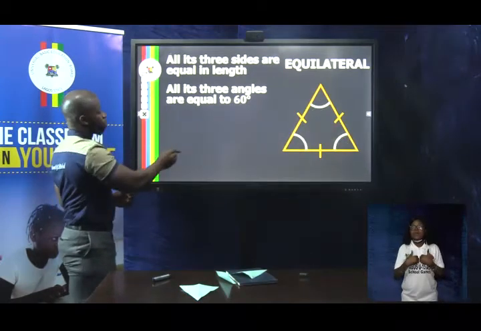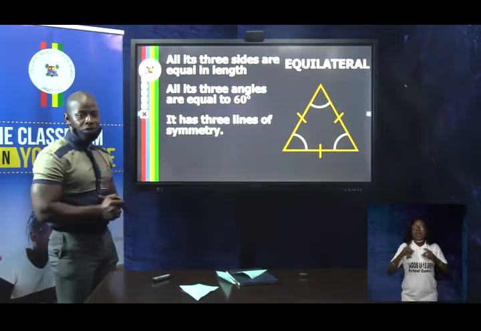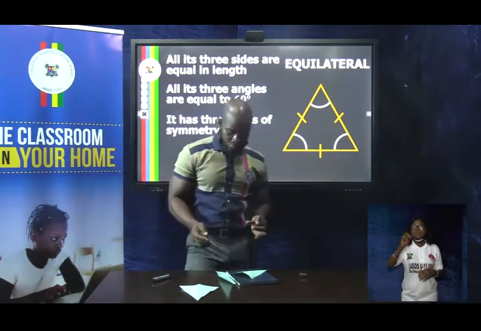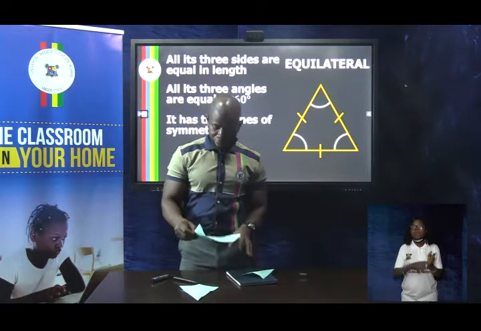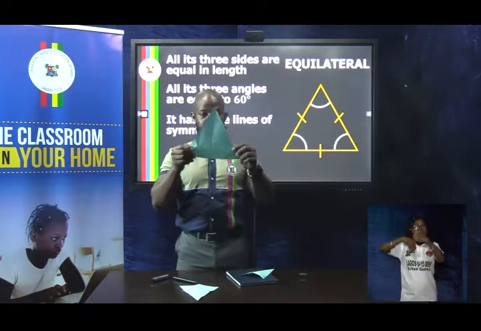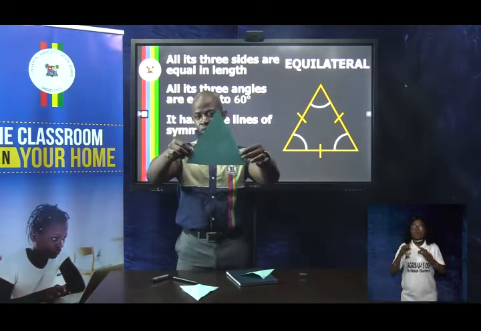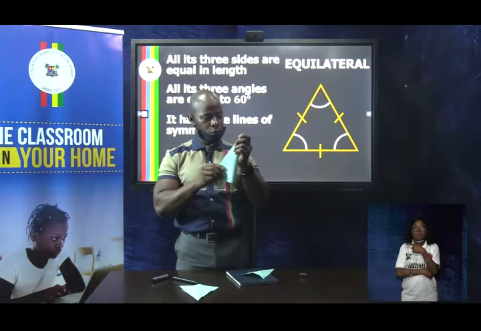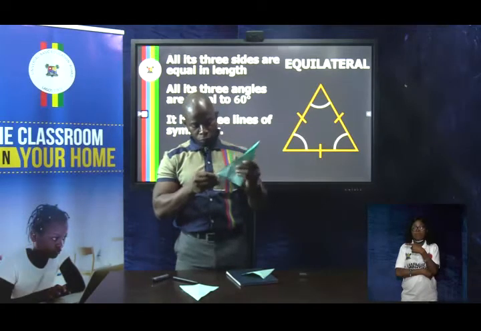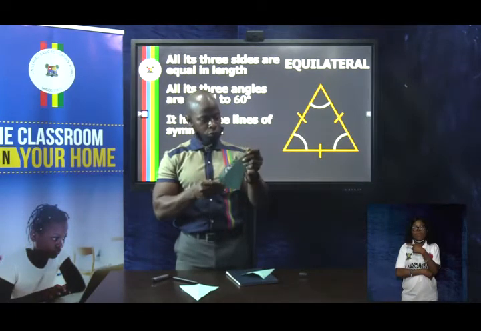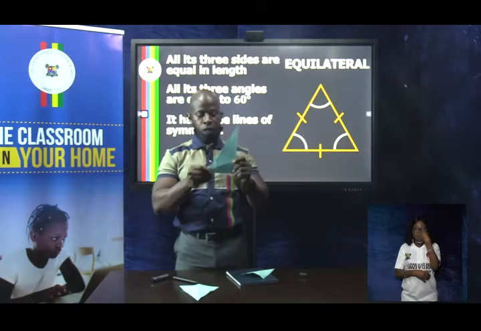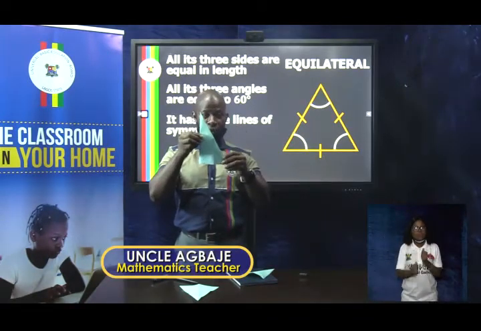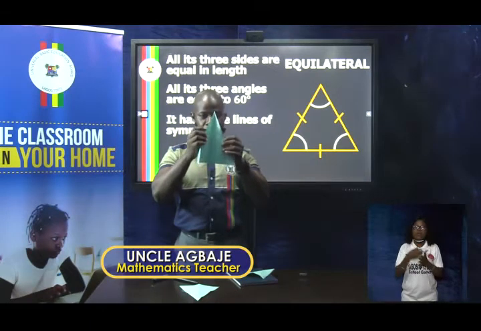Let's see the next property. It has 3 lines of symmetry, and that means that I can divide it into 2 equal parts along 3 lines. Let's see what that means exactly. This is an equilateral triangle. I want you to look at it very well because I'm going to be rotating this. Now if I fold it along the angle on top, now you immediately see that there is no overlap here, and there is also no overlap here. So which means that this line in the middle is a line of symmetry.